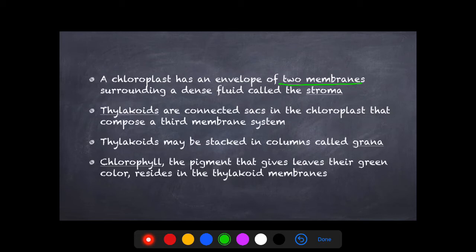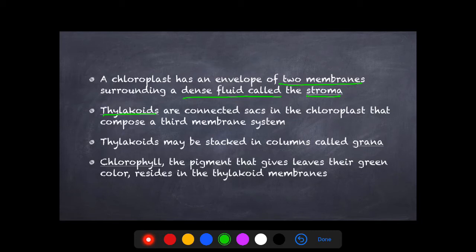Okay, so a chloroplast has an envelope, and so it's made up of two membranes surrounding it. These two membranes make up the chloroplast, and they surround something called a stroma, which is basically kind of like your cytoplasm. It's just a very dense fluid that's inside of the chloroplast.